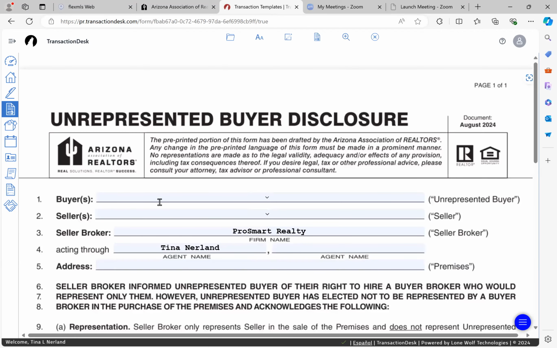So you've got a listing, you're representing the seller. And we're probably going to see this quite often. A buyer doesn't want to pay compensation and they think that they're going to get a better deal if they just go through you as the agent. Well, that's great and all, but I'm not going to take on the responsibility and all that comes with that without you signing this form. So if you have a buyer that does not have an agent, that's okay, but they need to sign this form.